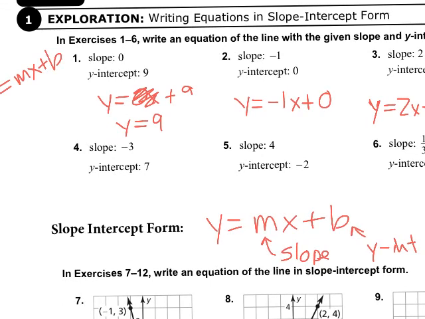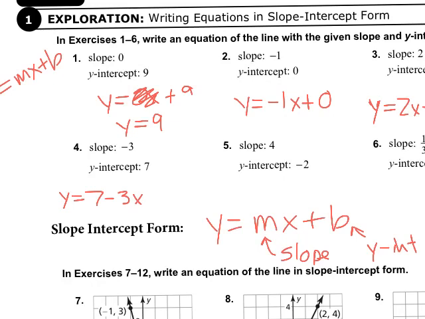For number 4, I want to ask you if this is correct. Just give me a thumb up for yes, a thumb down for no. Is this correct? Give me a thumb up for yes, thumb down for no. Okay, I see almost all no's. The answer is actually yes, it is true. It is correct.